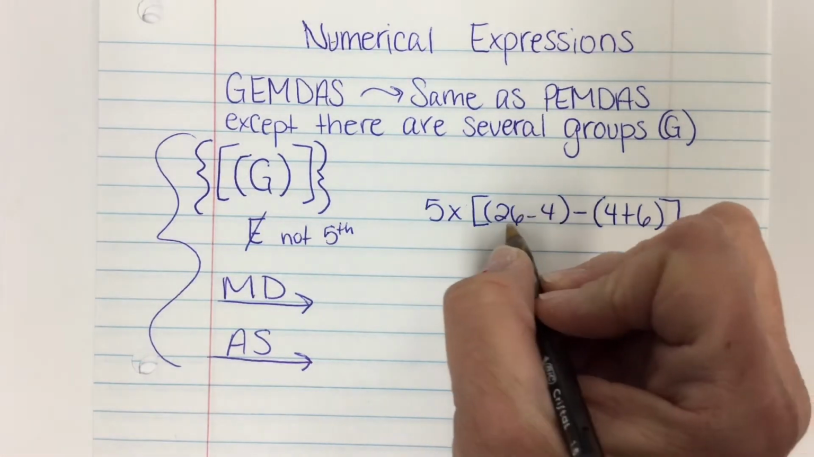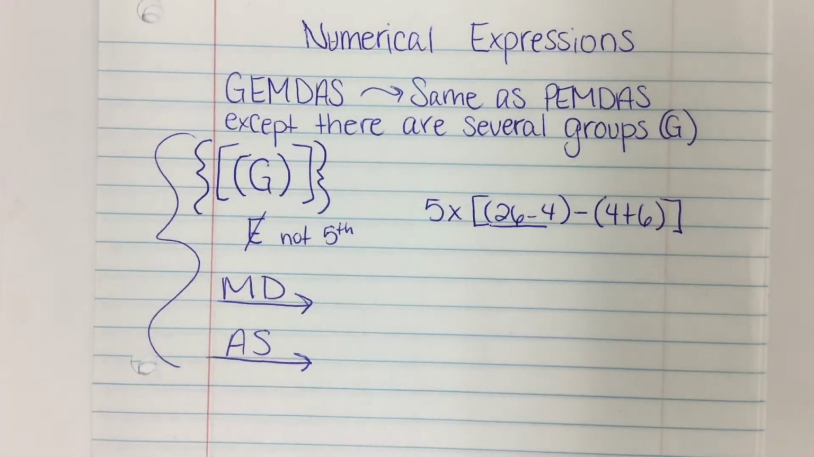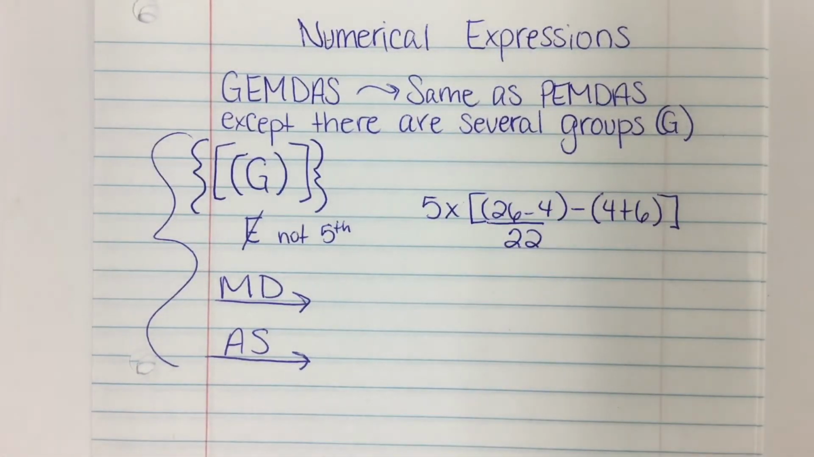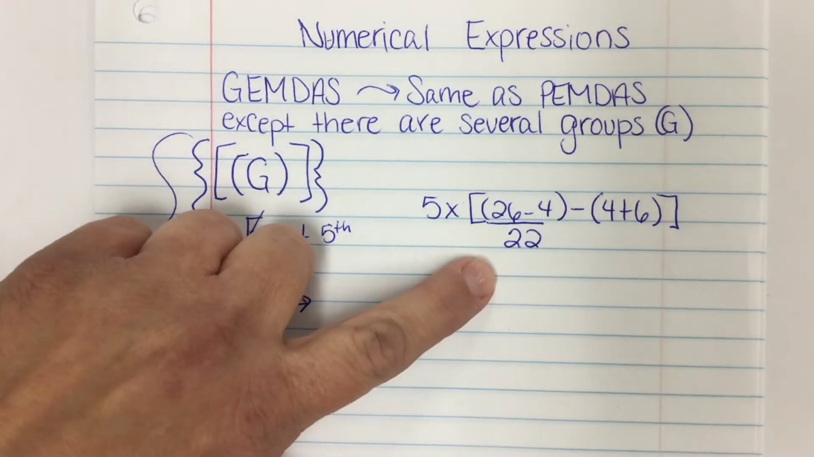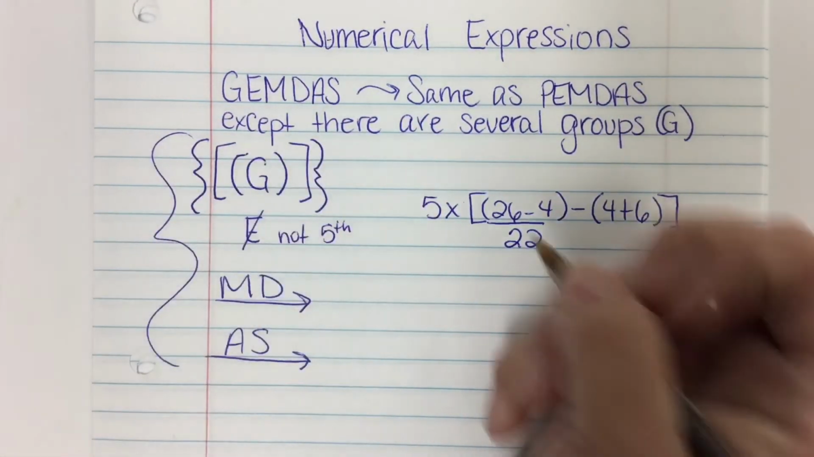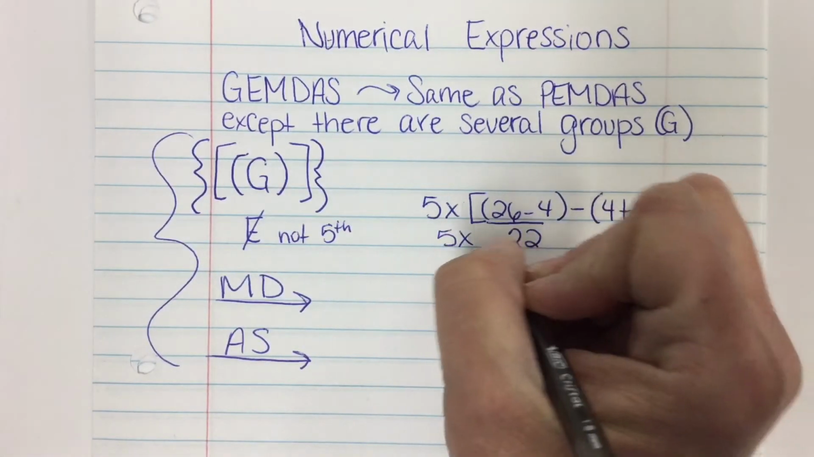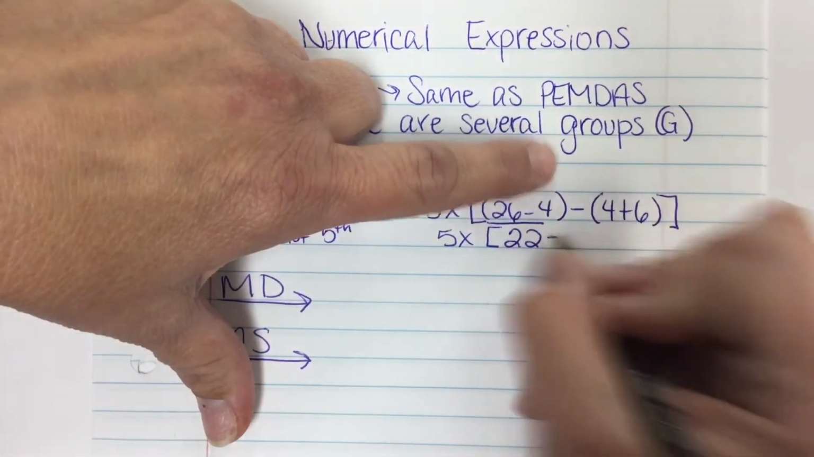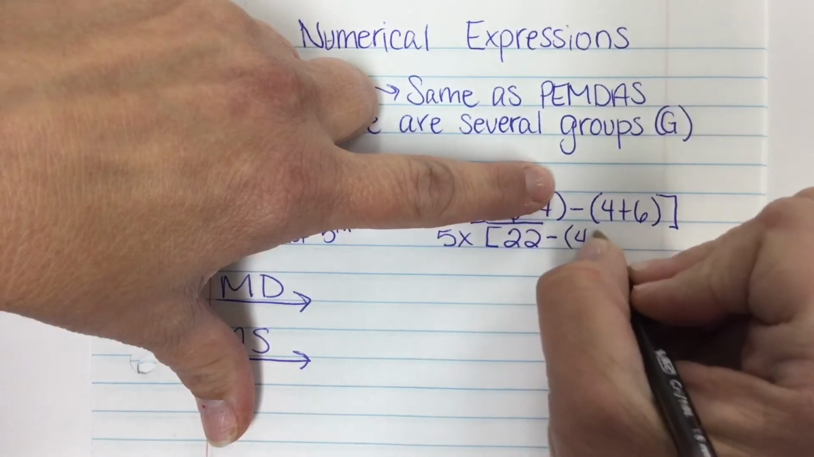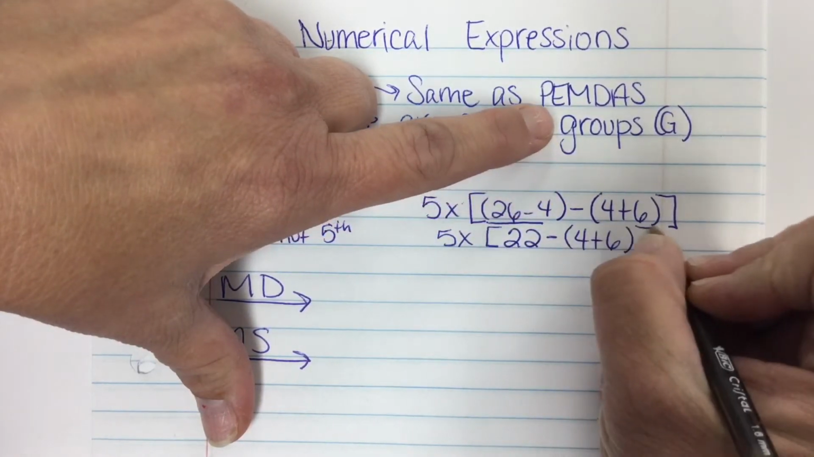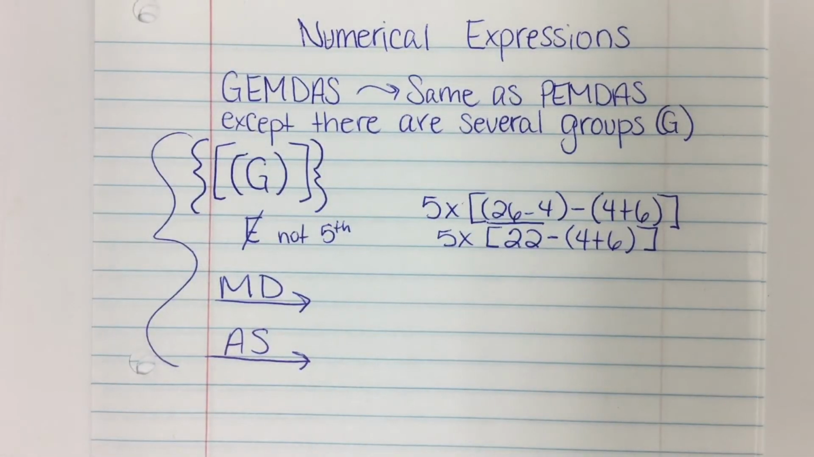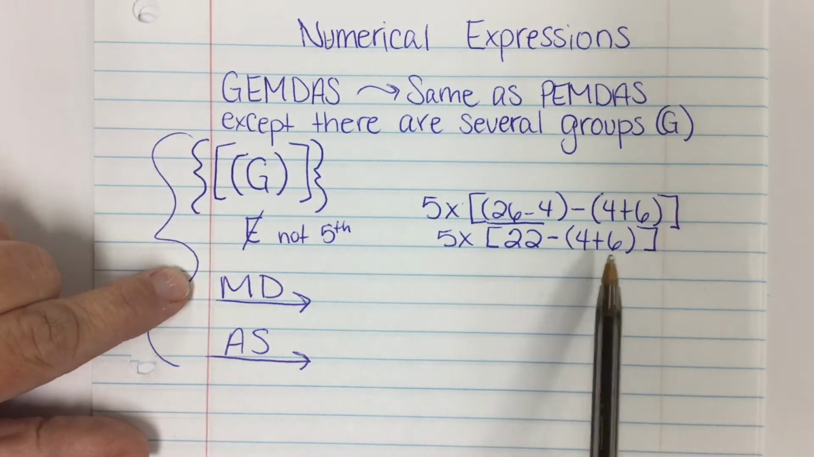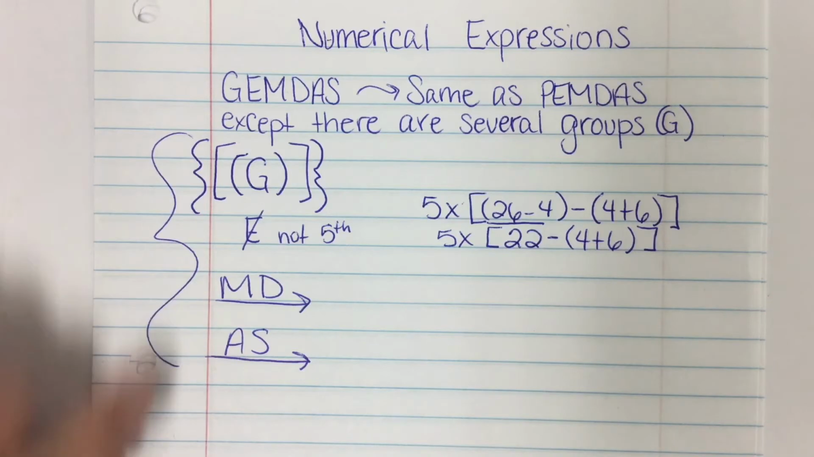So that means I'm going to start with 26 minus 4. All right, 26 minus 4 is 22. So now everything that I underlined, I answered. Everything else is going to fall down to the next line. So I'm going to bring down the 5 times, and I still need that bracket. I don't need the parentheses anymore for that one. I'm going to put my subtraction sign, parentheses 4 plus 6, close the parentheses, close the bracket. Okay? All right. So again, 5 times, bracket 22 minus, parentheses 4 plus 6, close parentheses, close the bracket.